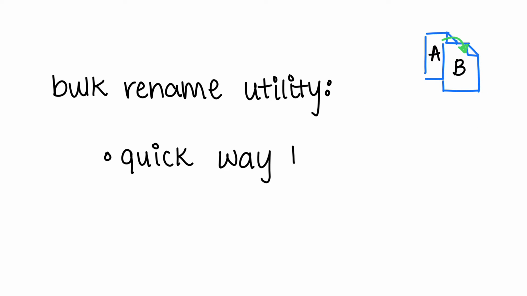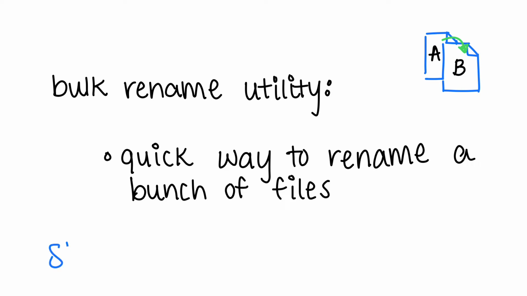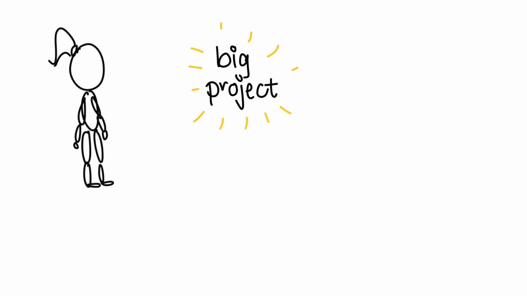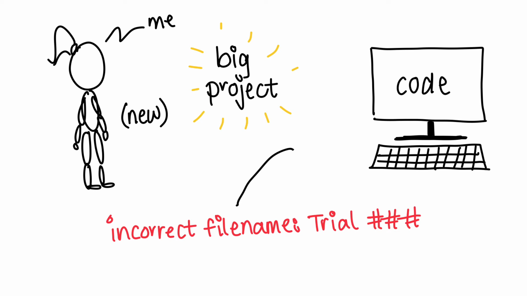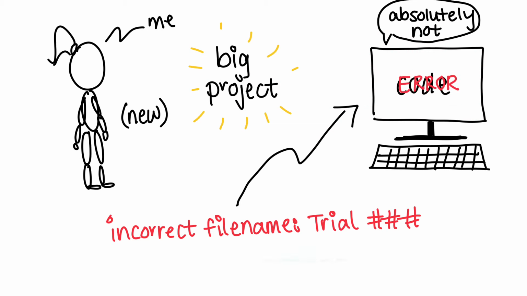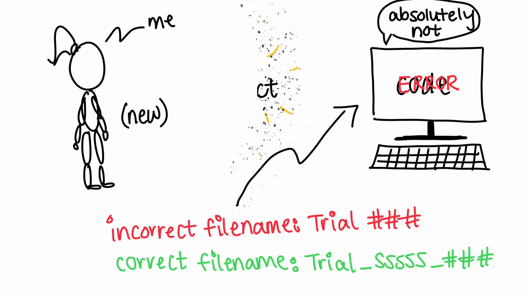So Bulk Rename Utility is a quick way to rename a bunch of files, and I found this after trying to organize some data after we were running a data collection. I was new to this project, and naturally I had messed up the file naming convention that we needed in order to run a code, and the code wasn't going to work unless we had the file names in this specific format.